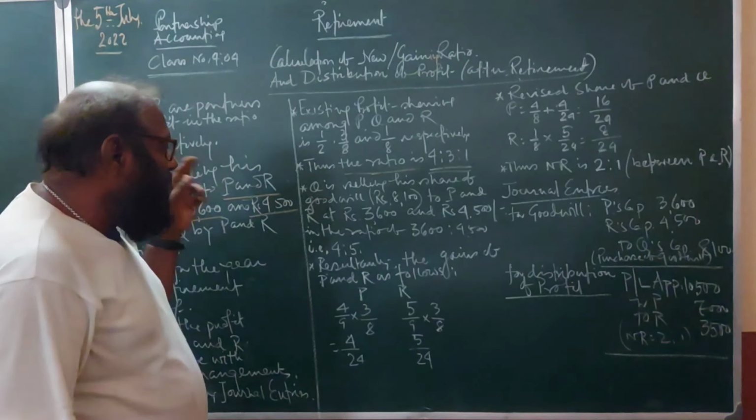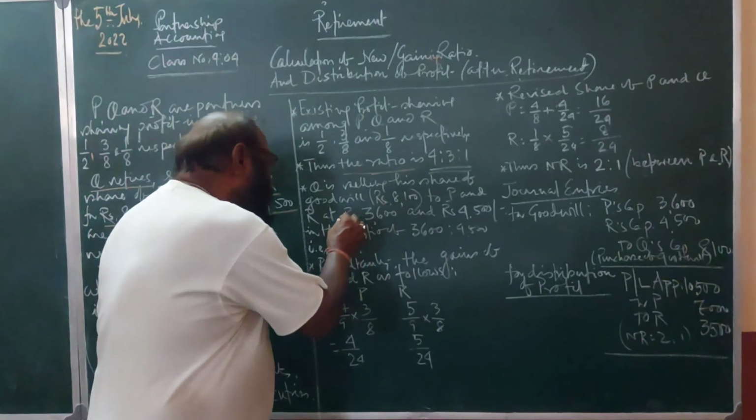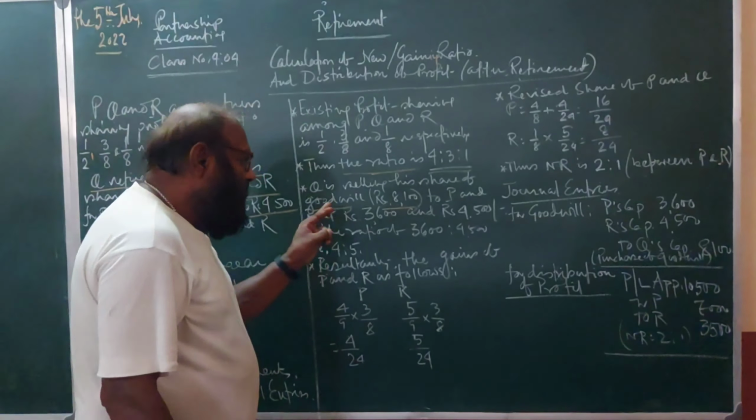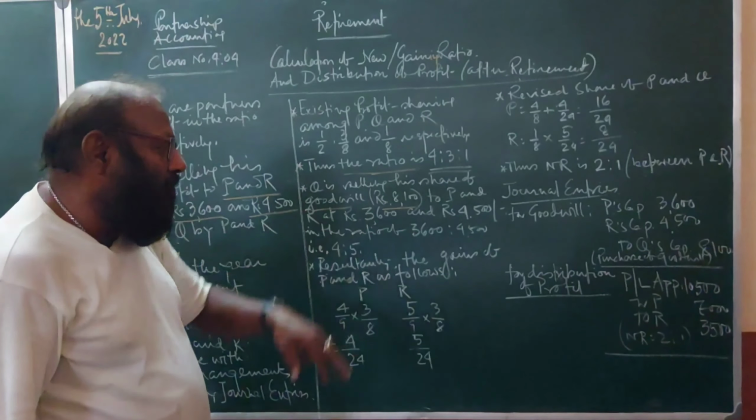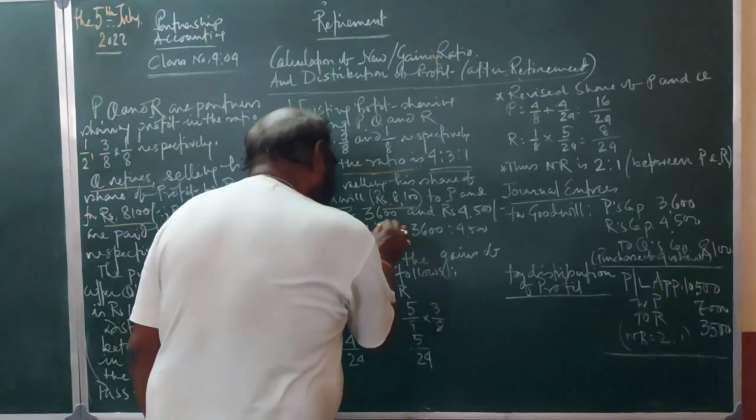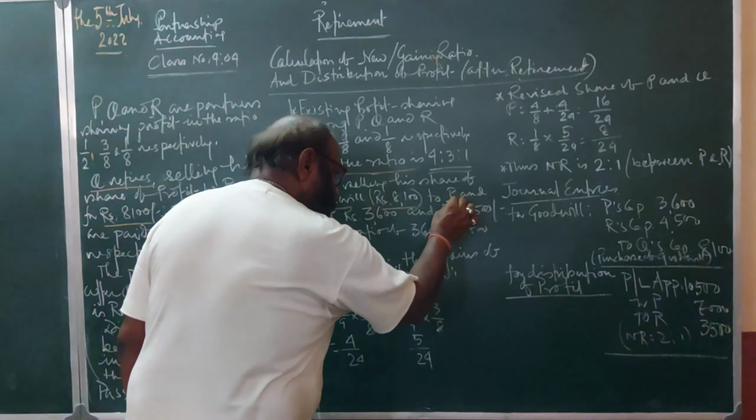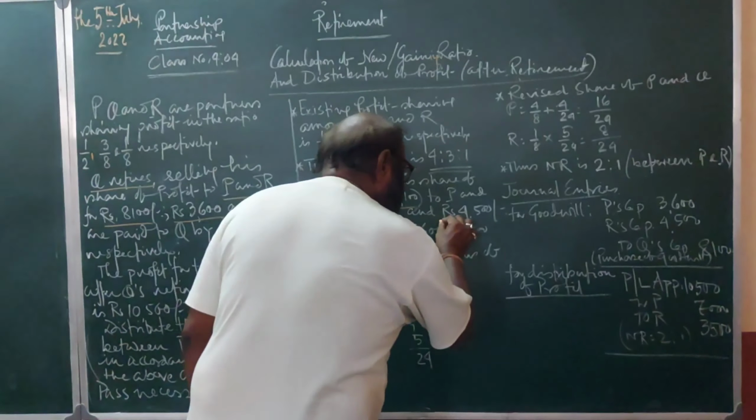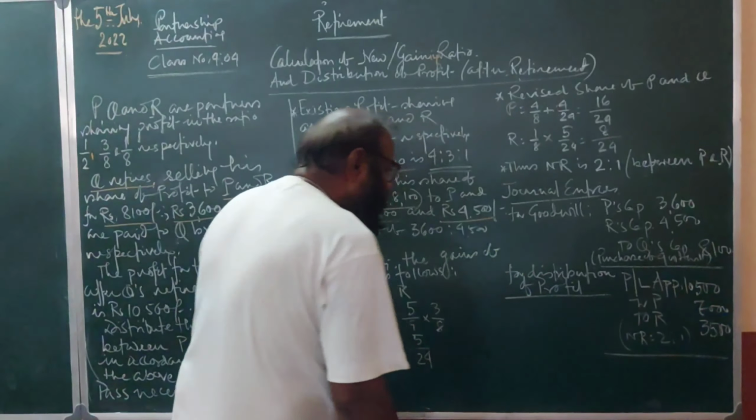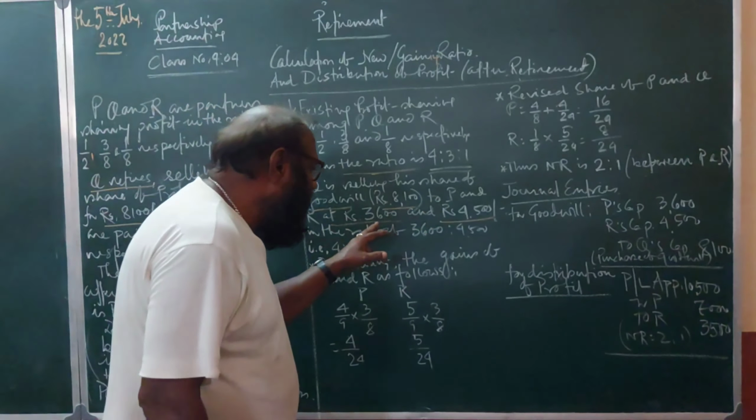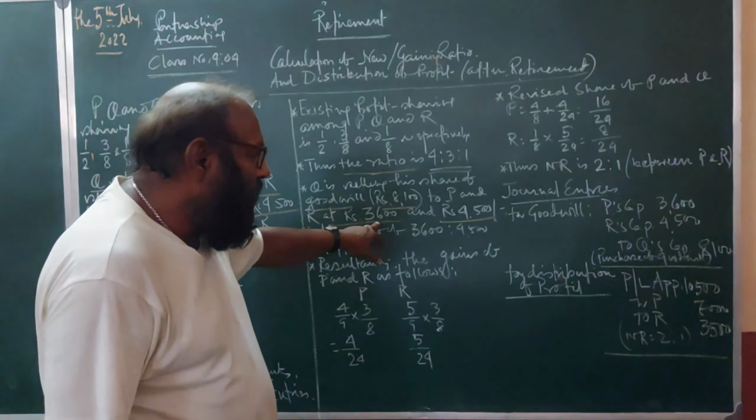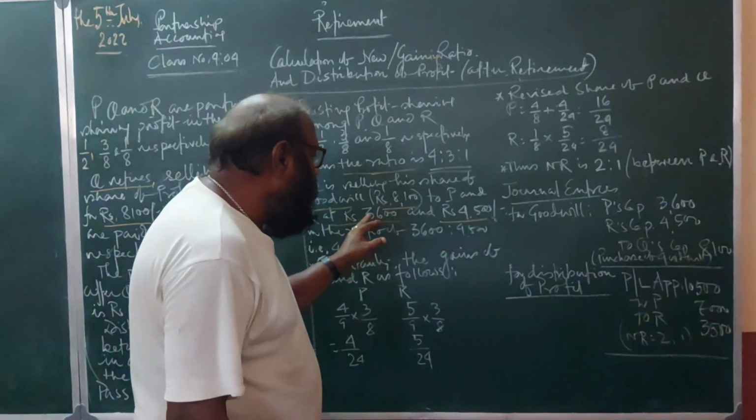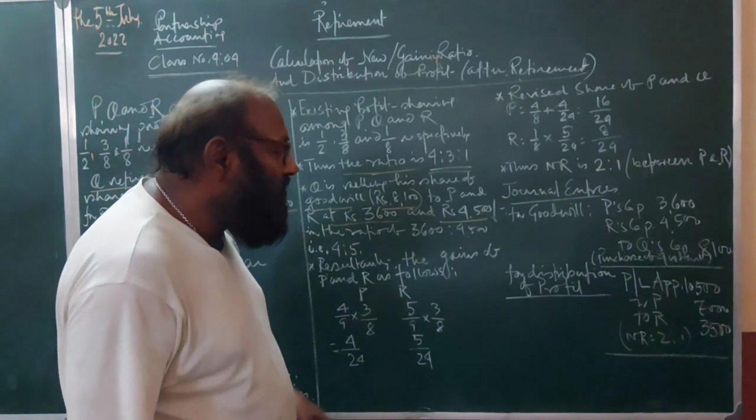Now Q is retiring and he is selling his share of goodwill, valued at rupees 8,100, to P and R. P is paying rupees 3,600 and R is paying 4,500. Clear? So this is the total amount of 8,100, and you have to pass journal entries.